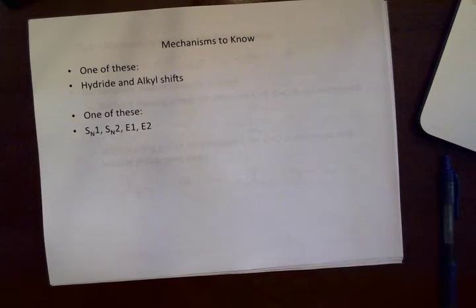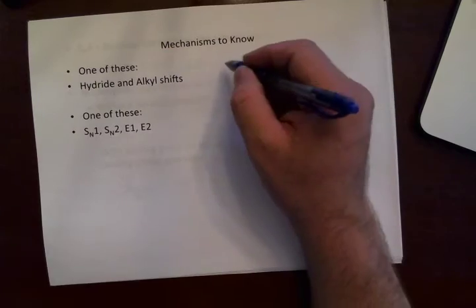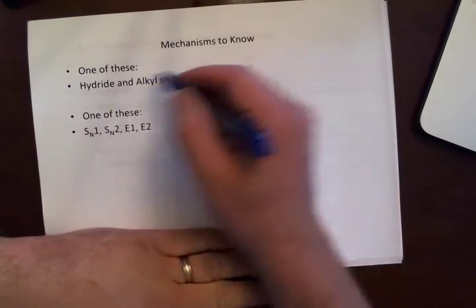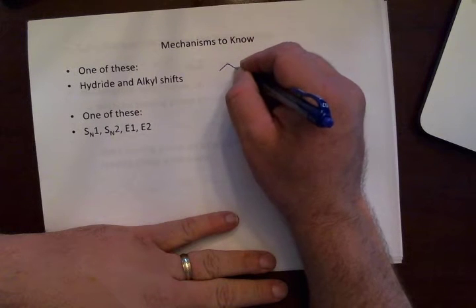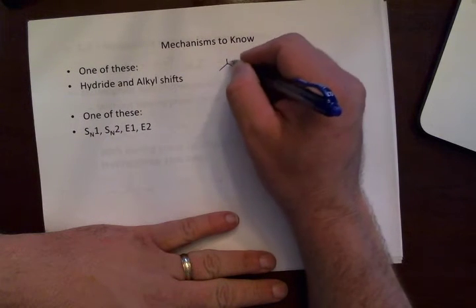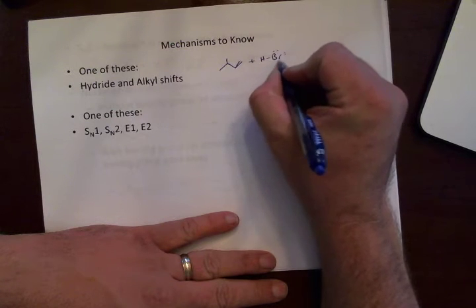Now, mechanisms to know. For this one, you're going to get one of these, a hydride or an alkyl shift. So if you had, say, this one, HBr.